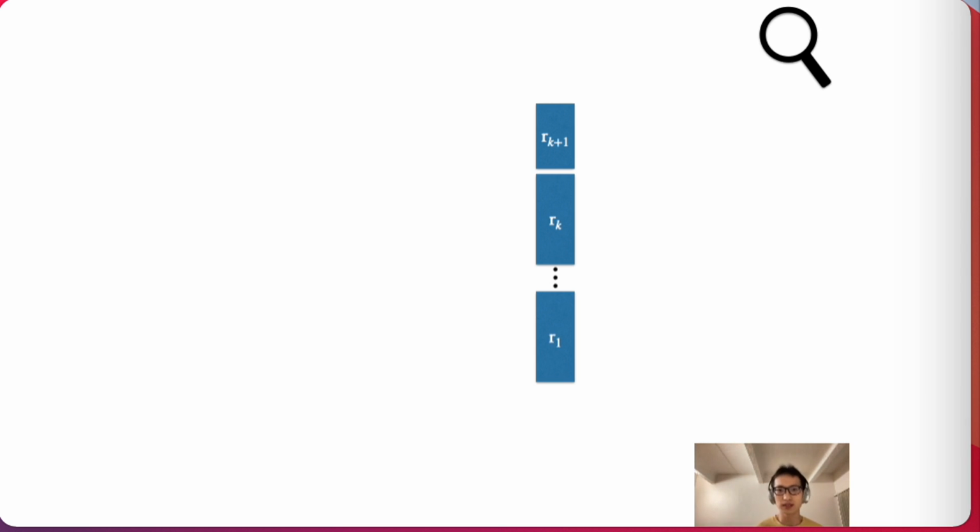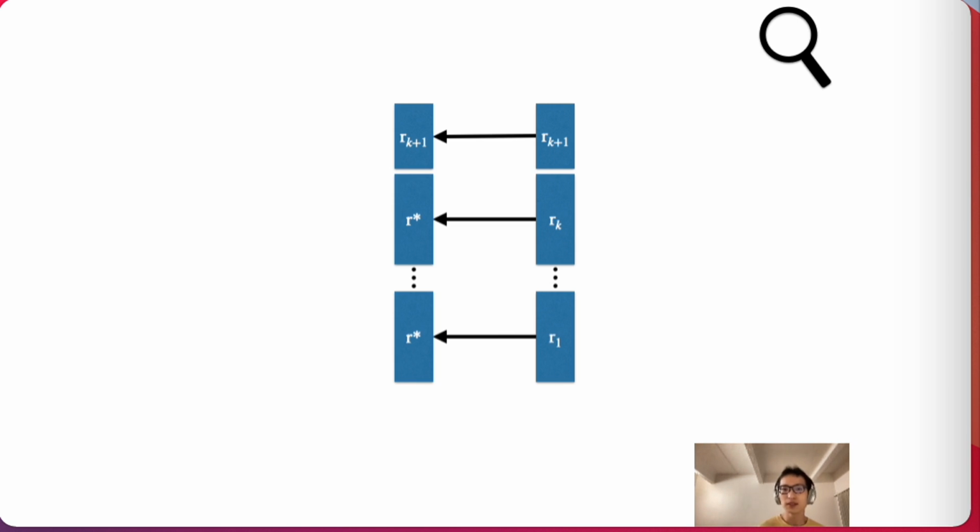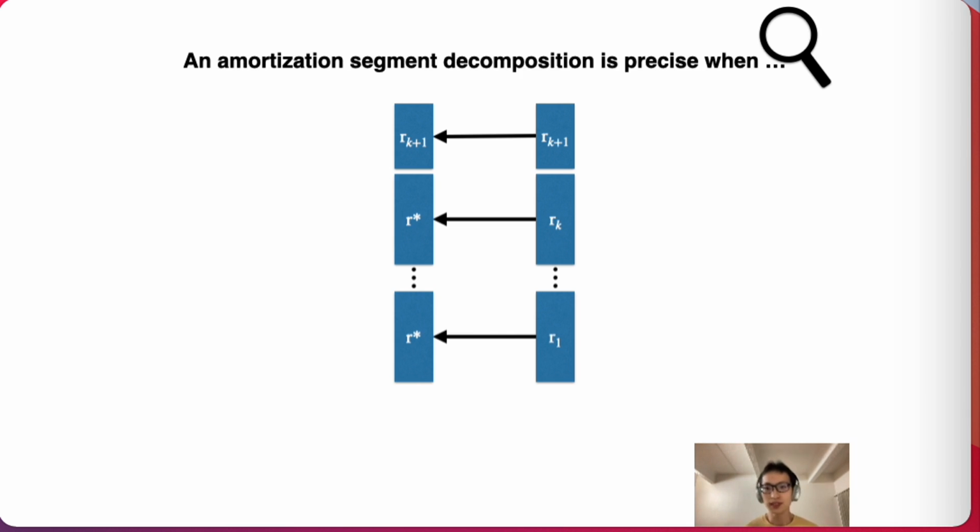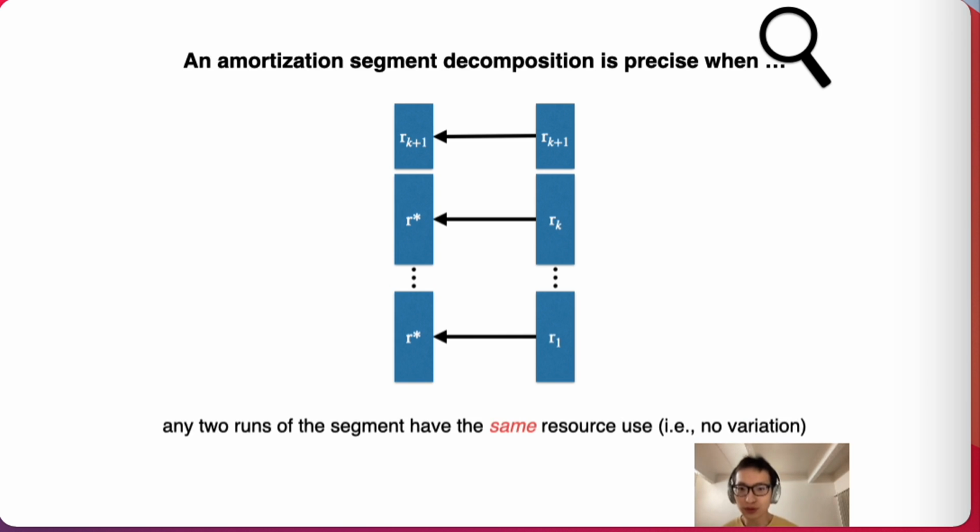R1 through Rk plus 1 represents the amount of accumulated resource usage in the segment. On the left, R star is an approximation of R1 through Rk. Recall that R star is the max value between R1 through Rk. Now the question is, when does the approximation on the left precisely describe the actual cost on the right? The answer is when every two rounds of the segment have the same resource use.